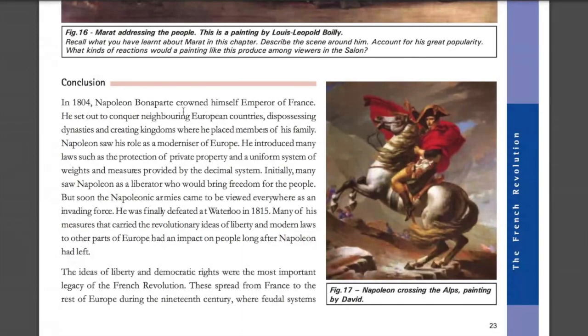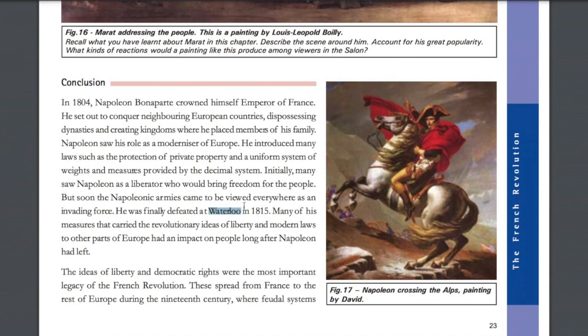In 1804, Napoleon Bonaparte crowned himself Emperor of France. He set out to conquer neighboring European countries, dispossessing dynasties and creating kingdoms where he placed his family members. Napoleon saw his role as a modernizer of Europe. He introduced many laws such as the protection of private property and a uniform system of weights and measures provided by the decimal system. Initially, many saw Napoleon as a liberator who would bring freedom to the people, but soon Napoleonic armies came to be viewed everywhere as an invading force.